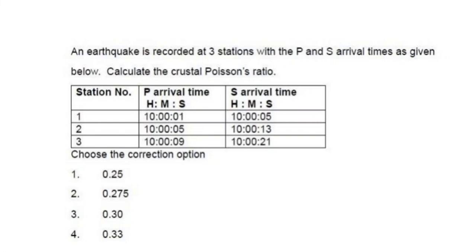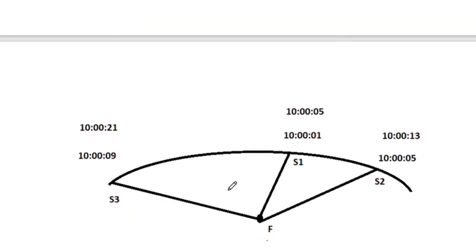Given are three stations, S1, S2 and S3, and their arrival times of P waves and S waves. Our options are 0.25, 0.275, 0.30 and 0.33. Let us first picturize this data. Then we will get a picture like this, where F is our focus, S1 is station 1, S2 station 2 and S3 is station 3.